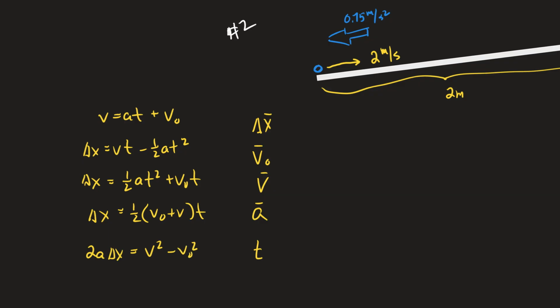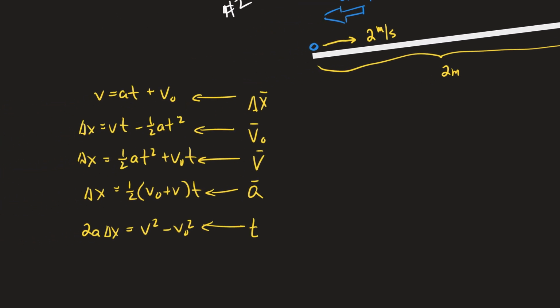Now, I didn't write these in a random order. If you look carefully, I wrote them in a very specific pattern. Delta X is missing from this one. V naught is missing from this one. V is missing from this one. Acceleration is missing from this one, and time is missing from this one. Do you guys see that? I wrote them in that order on purpose. It's a rubric. I'd make your note card the same way.